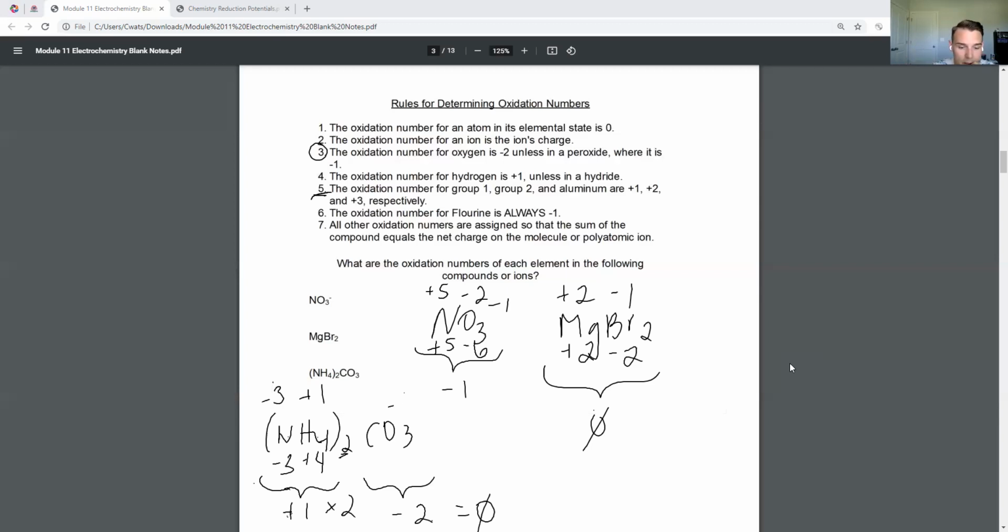For the carbonate, we know oxygen's -2. There are 3 of those, so that's -6. The total has to be -2, so this is +4. There's 1 carbon, so it's +4.